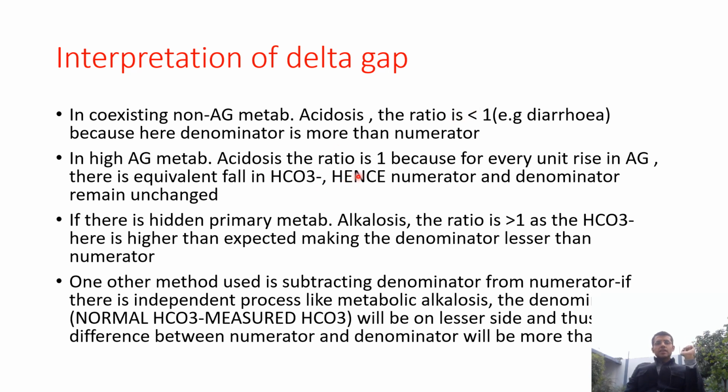In high anion gap metabolic acidosis, the ratio is 1. So this I already explained. If there is hidden primary metabolic alkalosis, the ratio is more than 1, because the bicarbonate here is higher than expected, making the denominator lesser than the numerator. One other method used is subtracting the denominator from the numerator. If there is an independent process like metabolic alkalosis, the denominator, normal bicarbonate minus measured bicarbonate, will be on the lesser side, and thus the difference between the two will be more than 6. This may sound a bit complicated, but we will see in the clinical examples, and it will get well elucidated there.